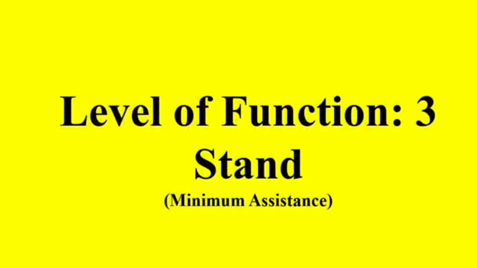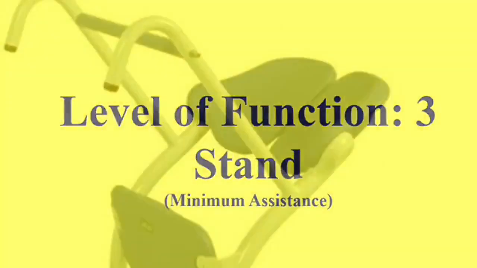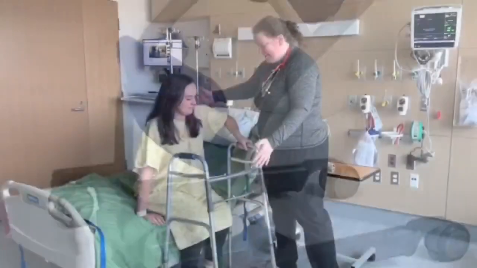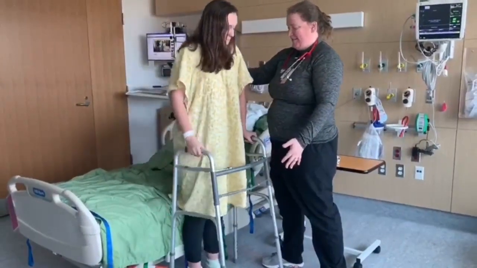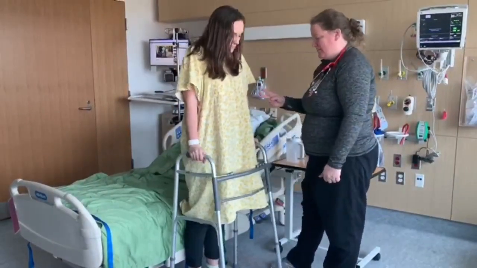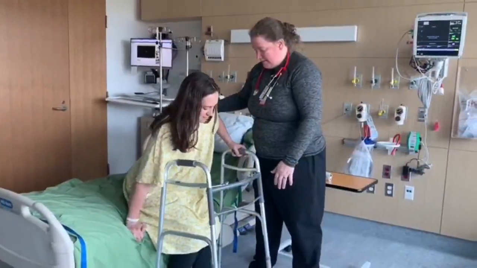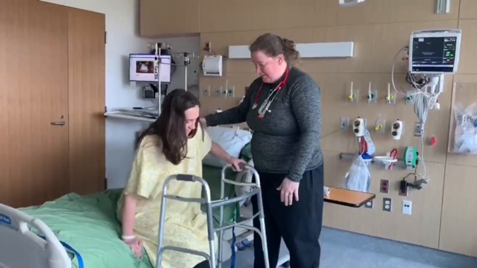Assessment Level 3, or Stand, assesses lower extremity strength for standing. Ask the patient to stand from a seated position. You can use an assistive device if indicated. The patient should be able to raise their buttocks off the bed for 5 seconds. If the patient is unable to complete this step, they are considered Mobility Level 2.